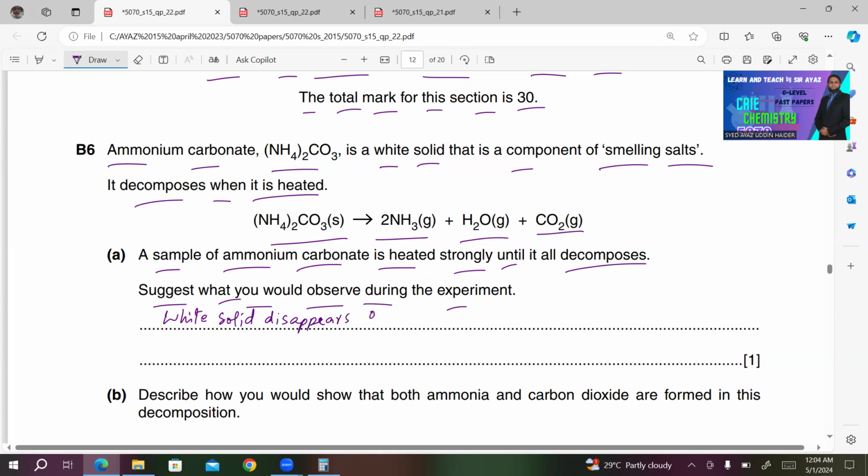What else can you write? Or you can even write that it is a component of smelling salts, and you are getting ammonia gas. Ammonia gas has a pungent smell, so you can even write pungent smell.